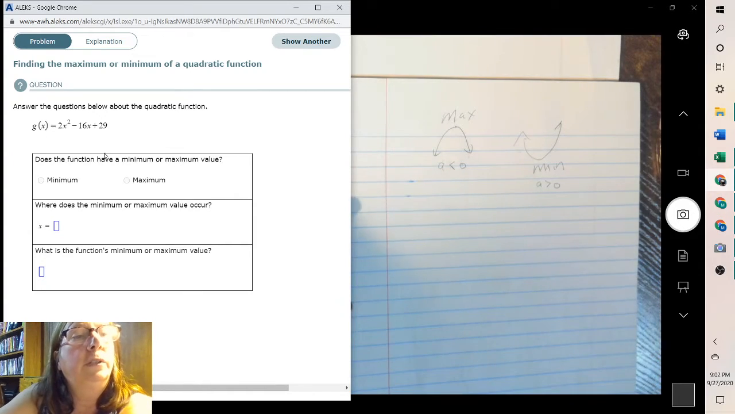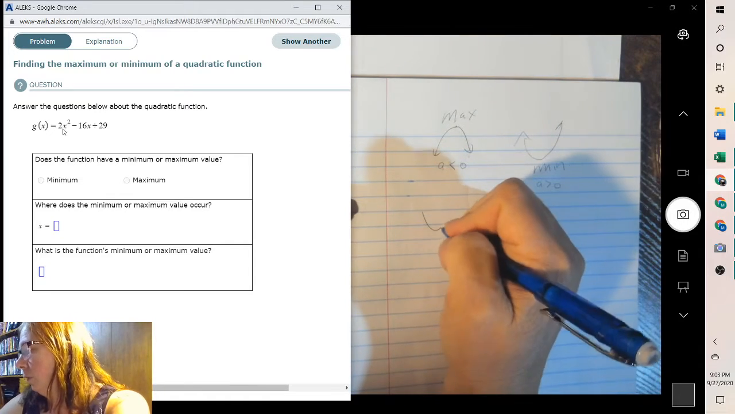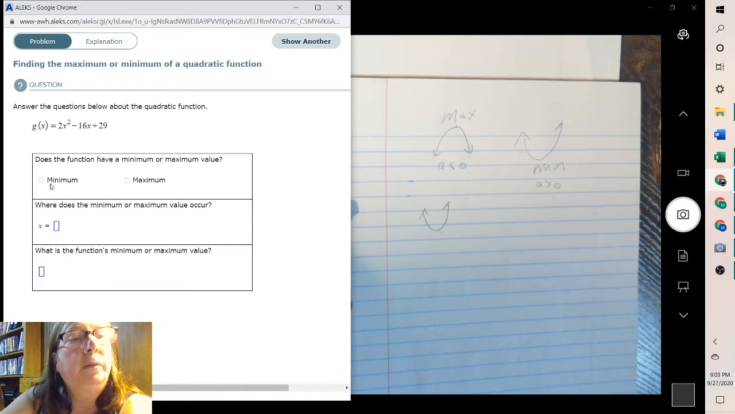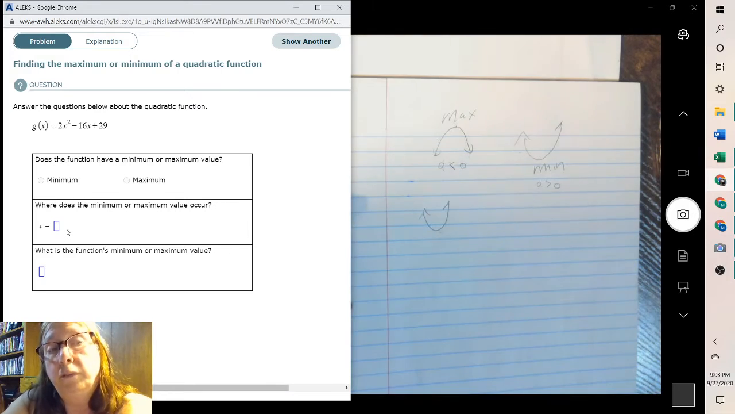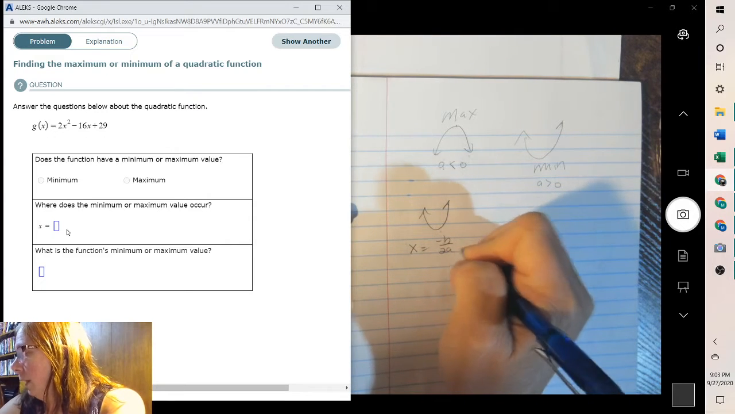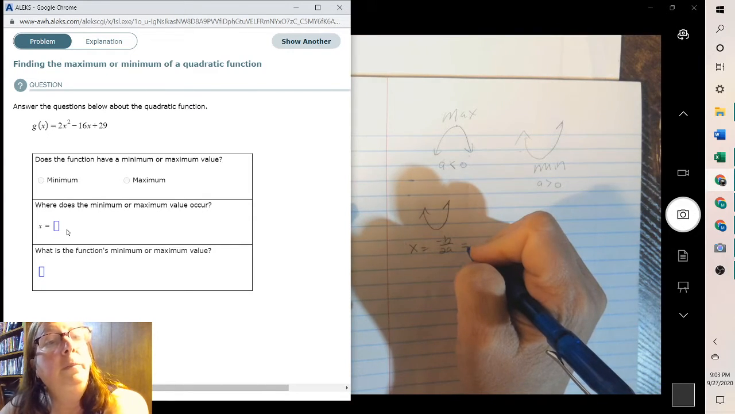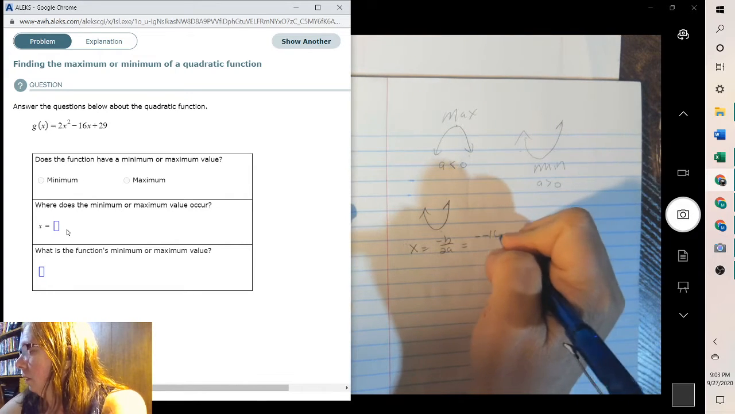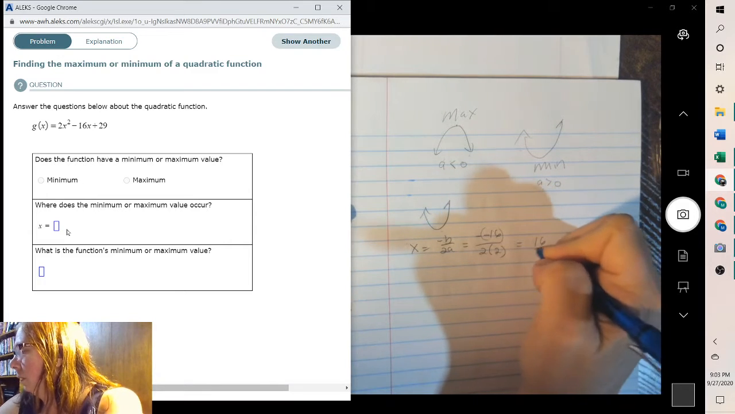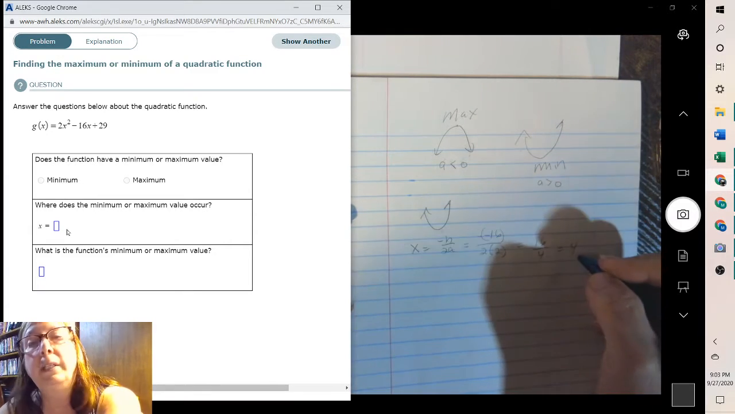So if we look at this first one, 2x squared minus 16x plus 29, the 2 is positive. Since the 2 is positive, the graph is going upward, which gives us a minimum. So it would have a minimum. Where does the minimum or maximum value occur? That's your vertex, negative b over 2a. And the b would be the negative 16. 2 times a, which was 2. 16 over 4 is 4. So it occurs at x equals 4.